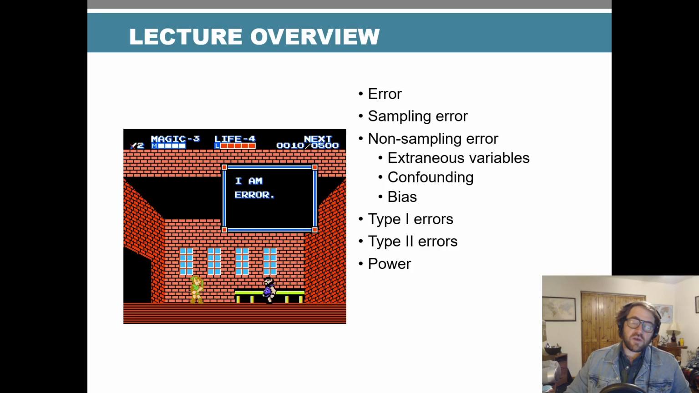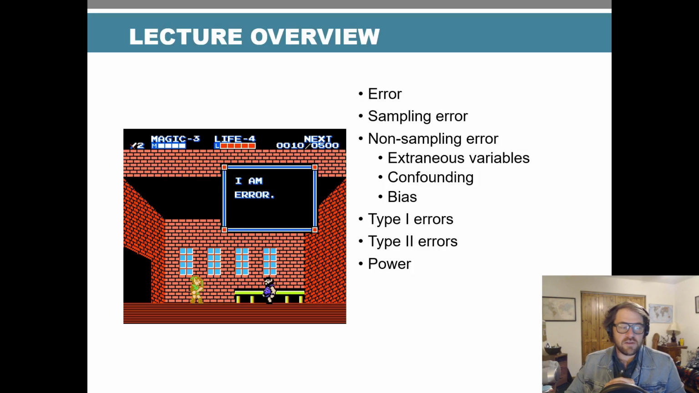First, we're going to talk about error. What is error? Then we're going to talk about a couple different kinds of errors. Some of those are sampling and non-sampling errors. So some that come from when we take a sample from a population, and some that don't come from that. So things that are introduced in other ways. Those include extraneous variables, confounding variables, and bias.